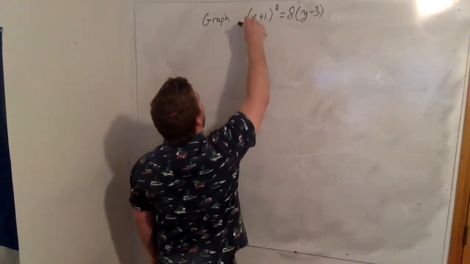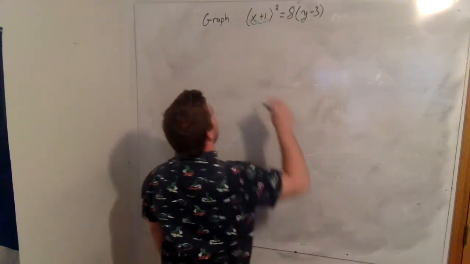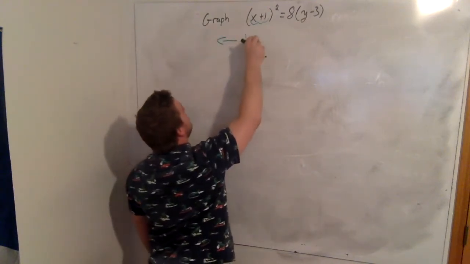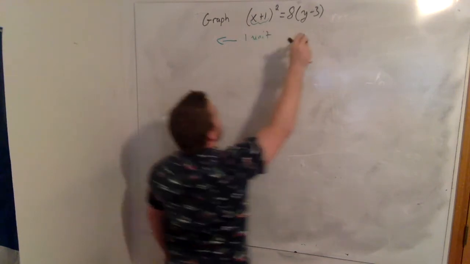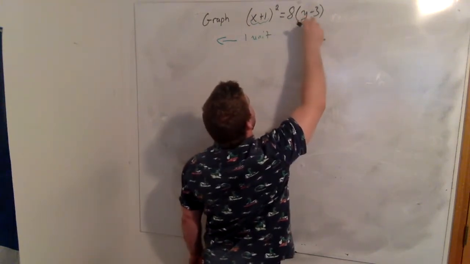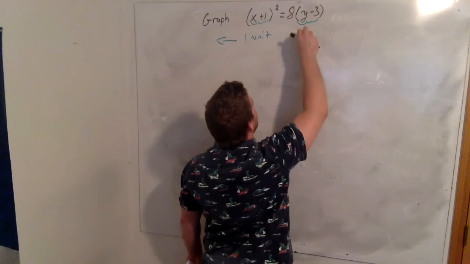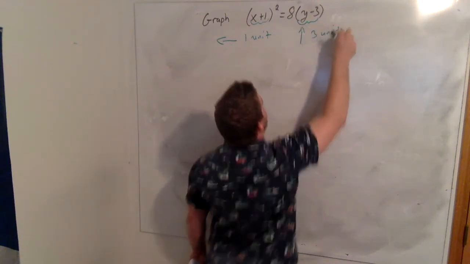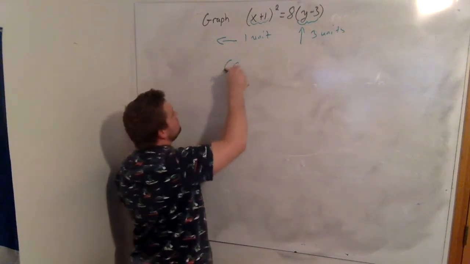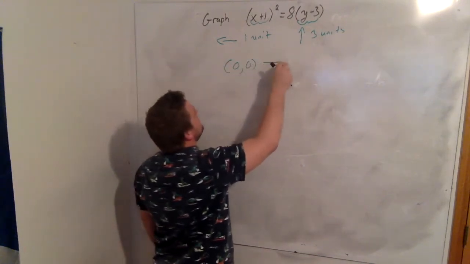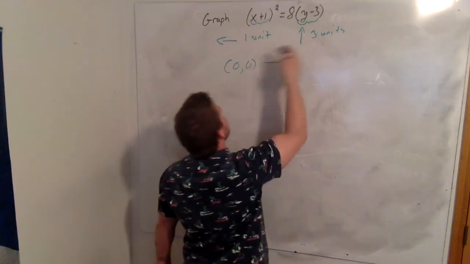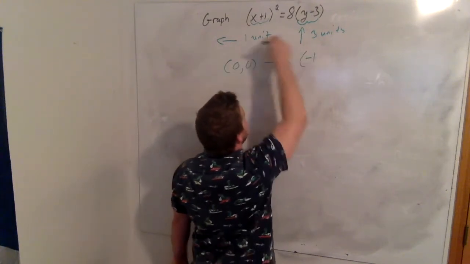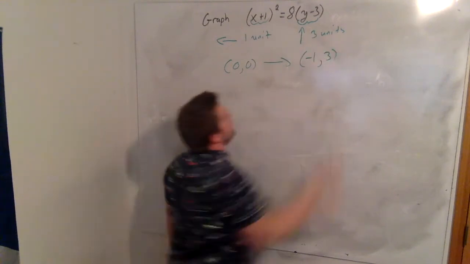Since we're adding 1 directly to the x value, this is saying that we're going to be shifting the graph left 1 unit. Here, if we're subtracting 3 directly from the y value, that's going to shift the graph up 3 units. The vertex used to be at 0, 0, and after the shifting, we've shifted this left 1 unit, so the vertex will now be at the coordinates -1 and 3.